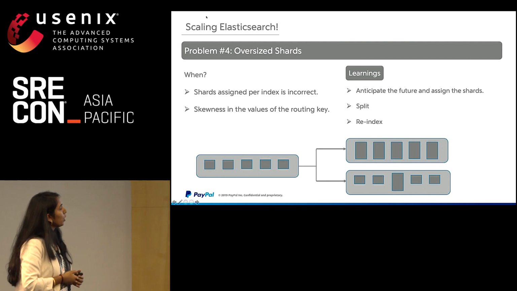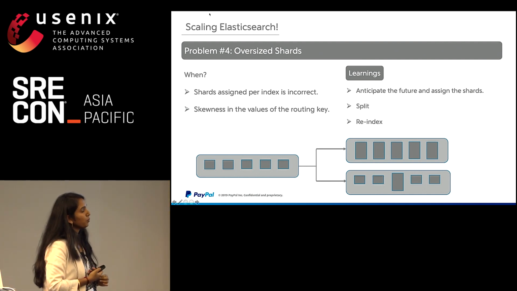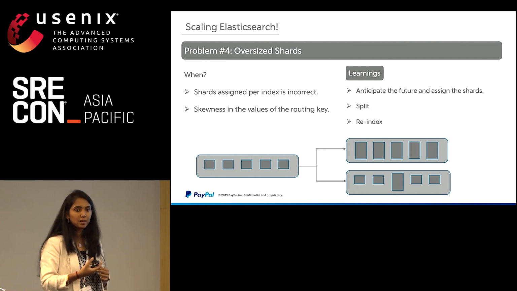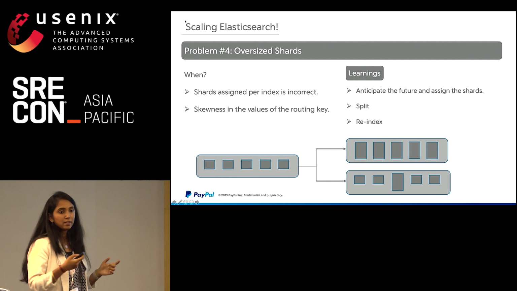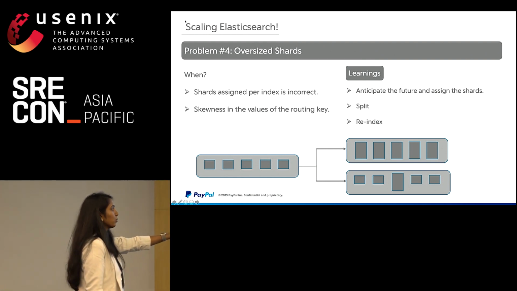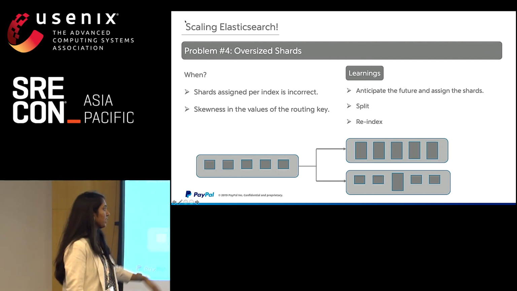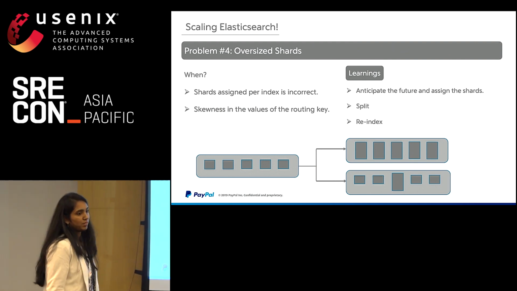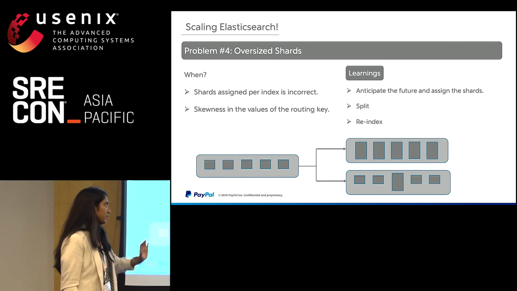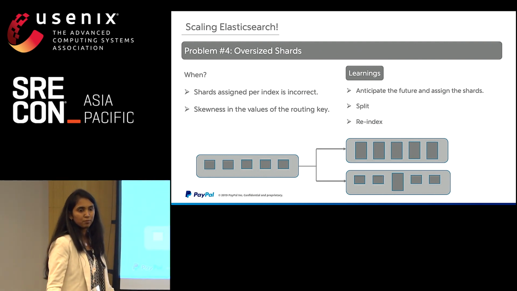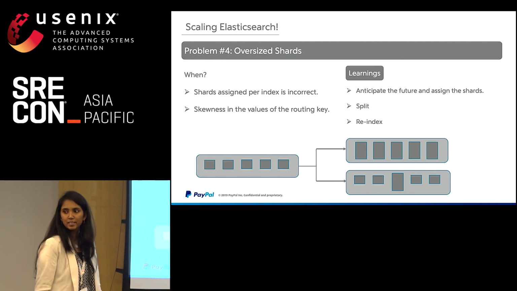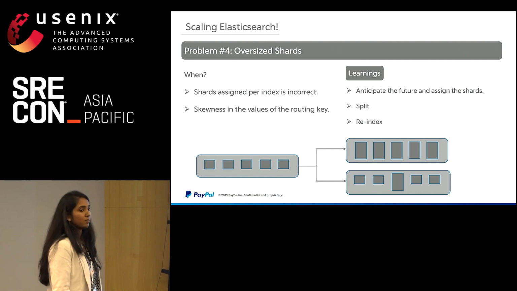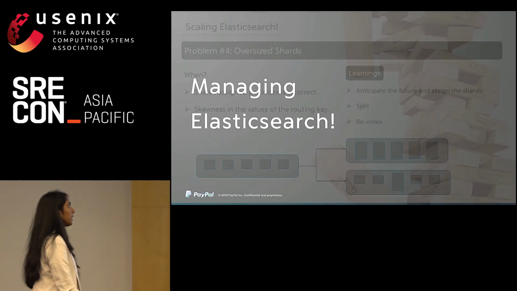And what are the learnings that we had out of it? Initially, the first thing we would say is to anticipate the future and assign shards accordingly. If you have a second case where there is a skewness based on the routing value, you can split that into a different cluster or into a different index. Prevention is always better than cure, but if it has already happened, you have nothing but to re-index the data, and re-indexing by itself is a painful operation, but that is the solution that we have, and that's why you always need to look forward and anticipate it.